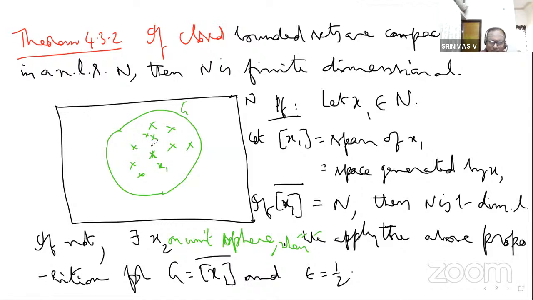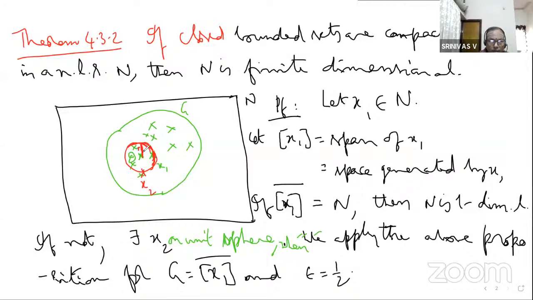Because this is a closed subspace, there will be the additive 0 in it, which is the additive identity in n. Around this, you take the unit sphere. On this unit sphere, there will be a point x2.